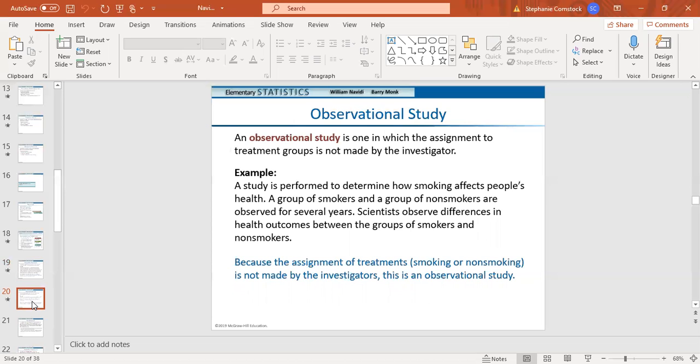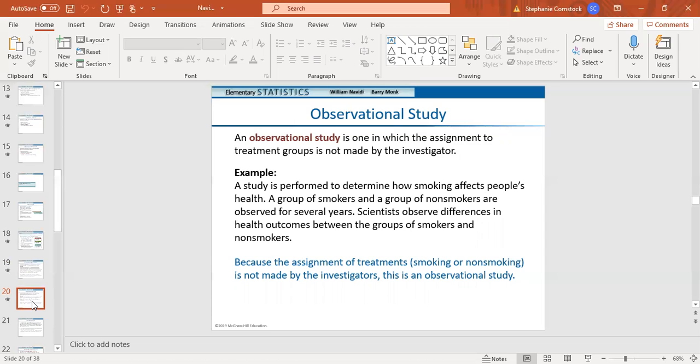So this is one where we may just be asking questions and pulling information. We've got a study performed to determine how smoking affects people's health. We've got a group of smokers and a group of non-smokers. Smokers are observed for several years and they observe the differences in their health outcomes. We cannot set this up as an experiment in good conscience. We cannot take 50 people who don't smoke and say, I need 25 of y'all to start smoking, knowing that there's probably a health risk concern with that. At the same time, I can't take 50 smokers and say, I need 25 of y'all to quit. So we're just watching them and gathering information, but we're not putting them into one group or the other.